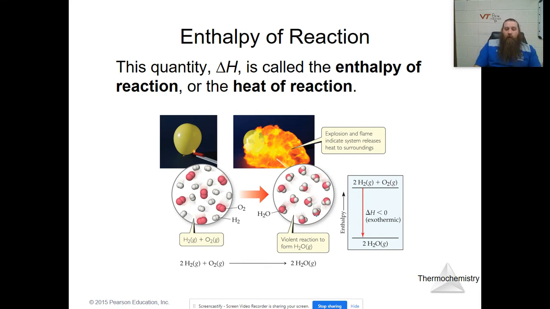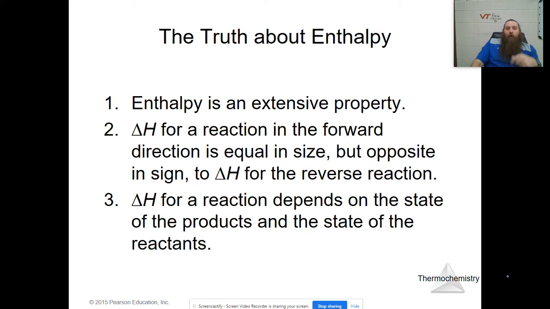And when I do that, I can figure out something called the enthalpy of the reaction. And since historically speaking, they usually did it with combustion, it's often called the heat of reaction or heats of reaction. Now, when we get down to the nitty gritty of what we need to know about enthalpy, number one, it's an extensive property. So it matters how much stuff you have.